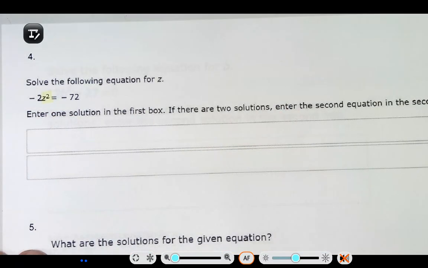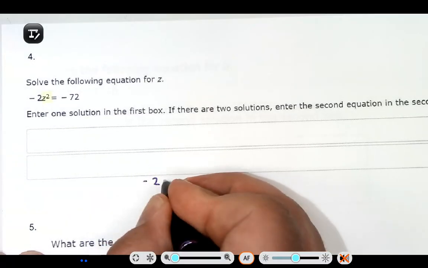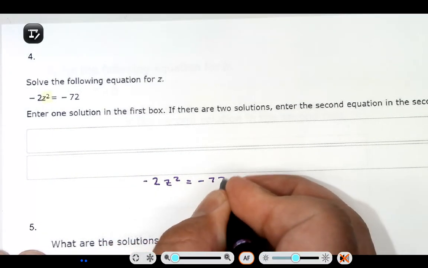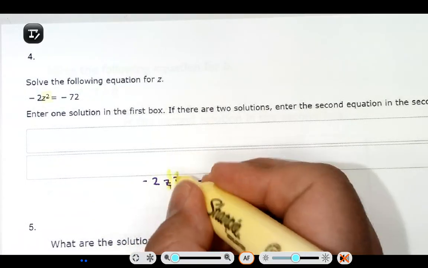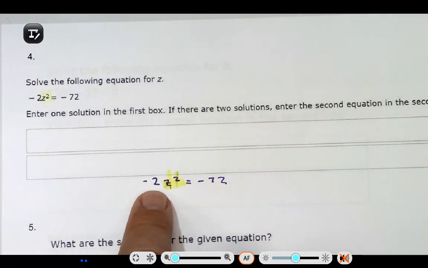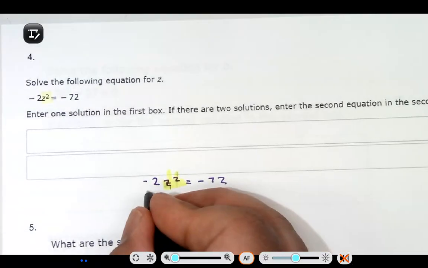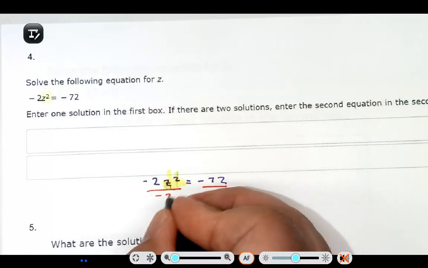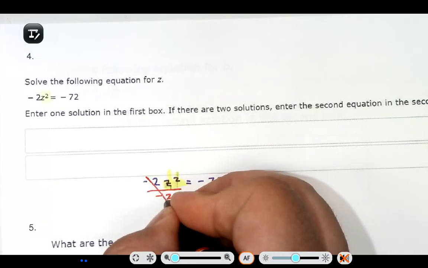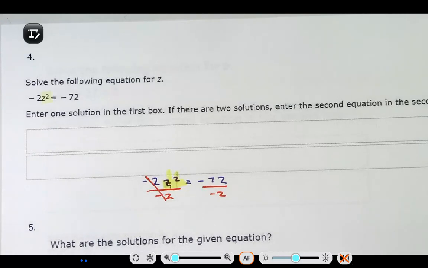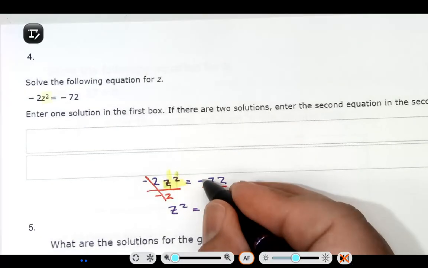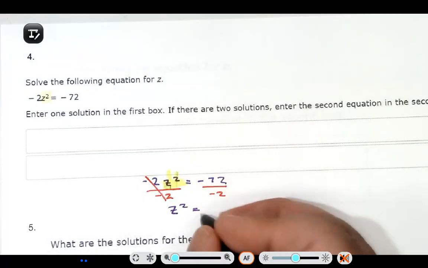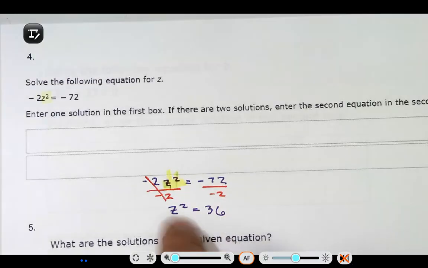So I'm going to take this equation, negative 2 z squared is equal to negative 72. And remember, my goal is to get z squared by itself. Well, if I want to get z squared by itself, notice there's only one number I need to get rid of, and only division can get rid of a number that's next to a letter. That dates back to our Algebra 1 days. So we end up with z squared is equal to, and now negative divided by negative is a positive. 72 divided by 2 is 36. Now we're ready. See, the z squared is officially by itself.